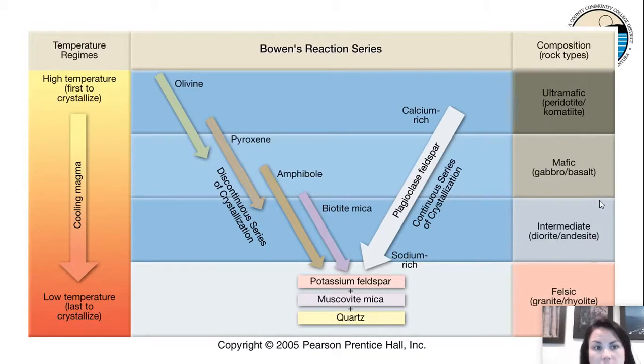Okay, so this is Bowen's reaction series. And this is yet another way to look at different igneous rocks. So again, at high temperatures, this is the first to crystallize. We see generally more ultramafic minerals, those high in olivine. So this is the mineral that you would see at high temperatures. And at lower temperatures, last to crystallize, we see things like quartz and muscovite mica, potassium feldspar, and these are more associated with the felsic composition. So again, this is just another way to look at the correlation between temperatures and mineral composition and textures to identify igneous rocks.